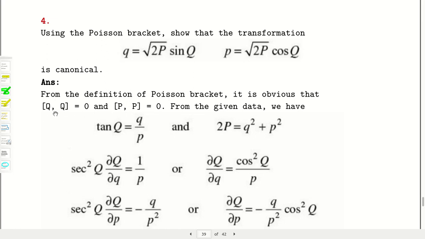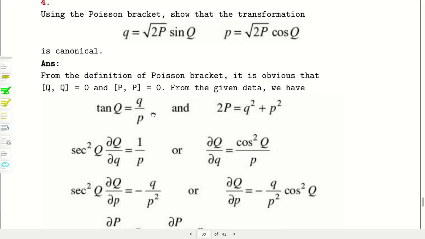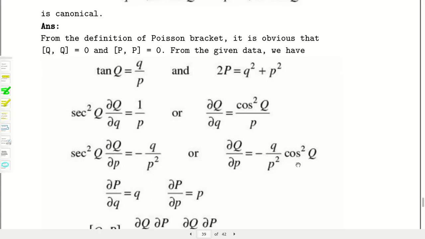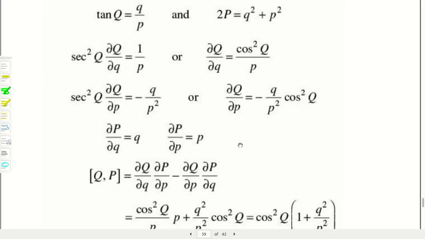Now we have the basic formulas: [q,q] is equal to 0 and [p,p] is equal to 0. Now let us transform this in a different way. tan Q can be found from here, Q equals q by p, and by squaring and adding, the sin squared Q and cos squared Q will vanish, so it will give you p squared plus q squared equal to 2P. So one can find ∂Q/∂p from here, ∂Q/∂q from here, ∂P/∂q from here, and ∂P/∂p from here. So four quantities can be found very simply.